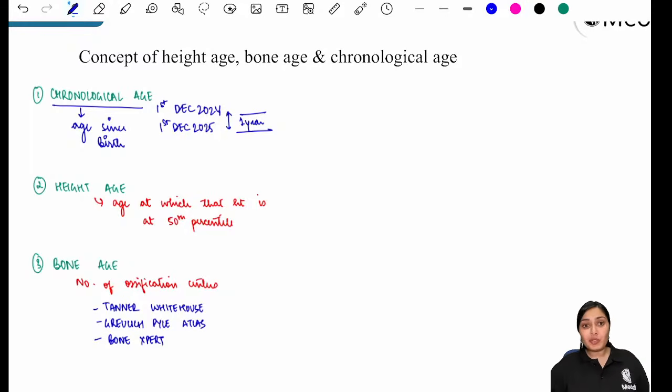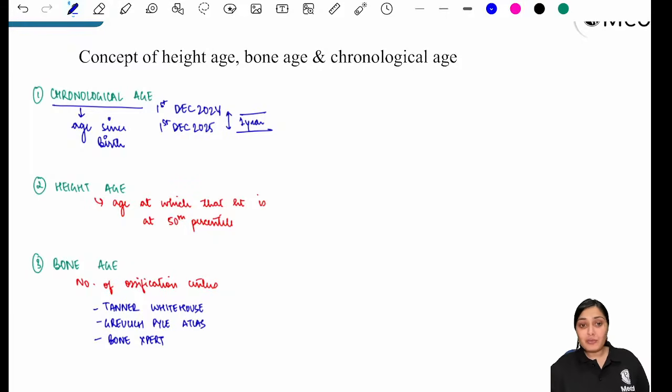So age since birth is nothing but chronological age. Then we have height age. Height age is the age at which that particular height is at the 50th centile. As I told you, at 1 year it should be 75 centimeters. So if you look on graphs, the age at which that particular height lies at the 50th centile is going to be the height age. And lastly, we have bone age, which we calculate by the number of ossification centers.